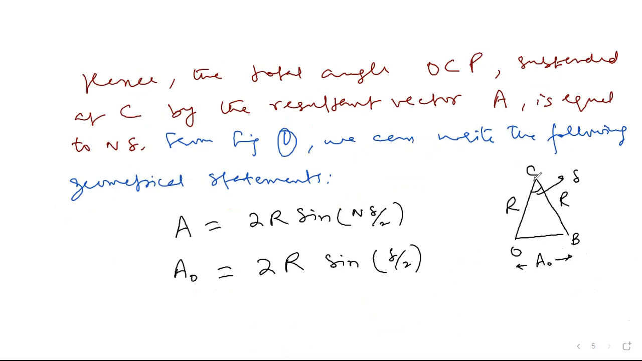Now, if I draw perpendicular on the base from the apex, what happens in an isosceles triangle? This perpendicular bisects the apex angle. That means this angle is now half delta, right? And that bisects the base. That means this much is A naught by 2. Now, when you define sine of delta by 2 from this little half right angled triangle, it will be perpendicular A naught by 2 over hypotenuse R. So when you write that, you can write A naught equal to 2R sine of delta by 2.